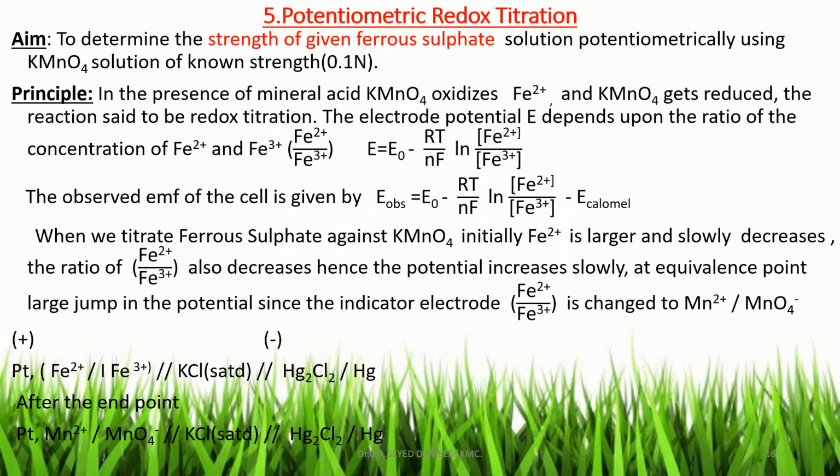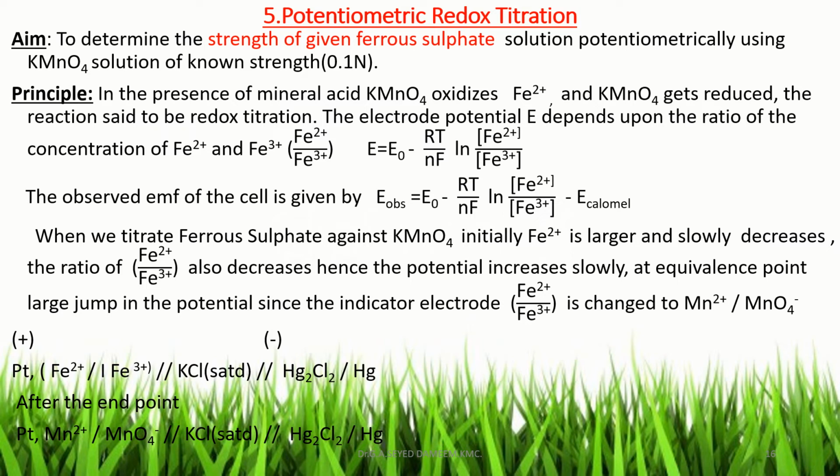Aim of the experiment: to determine the strength of given ferrous sulfate solution potentiometrically using KIO4 solution of known strength, that is 0.1 N. And the principle of the experiment: here two electrodes are used. One is platinum electrode, another one is calomel electrode, and the potential difference between these electrodes when dipped in ferrous sulfate solution gives the EMF value, and the EMF value depends on the concentration of Fe2+, and on adding KIO4, Fe2+ is oxidized to Fe3+.